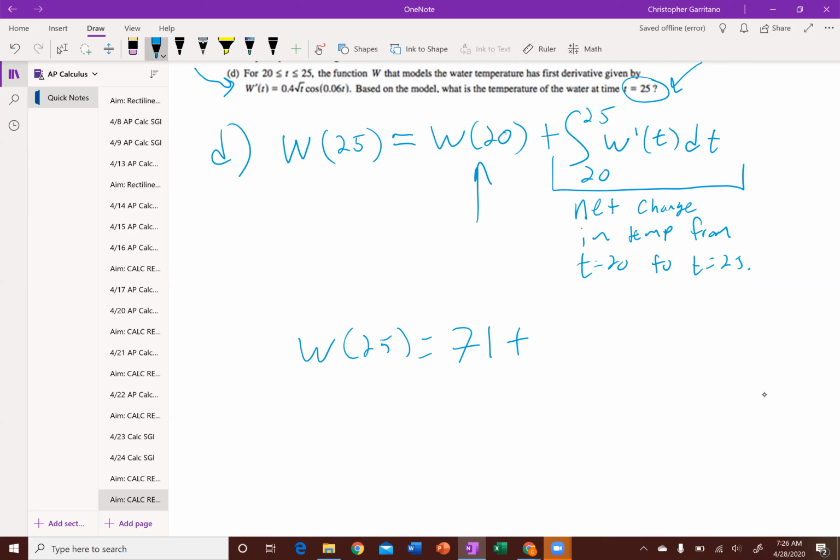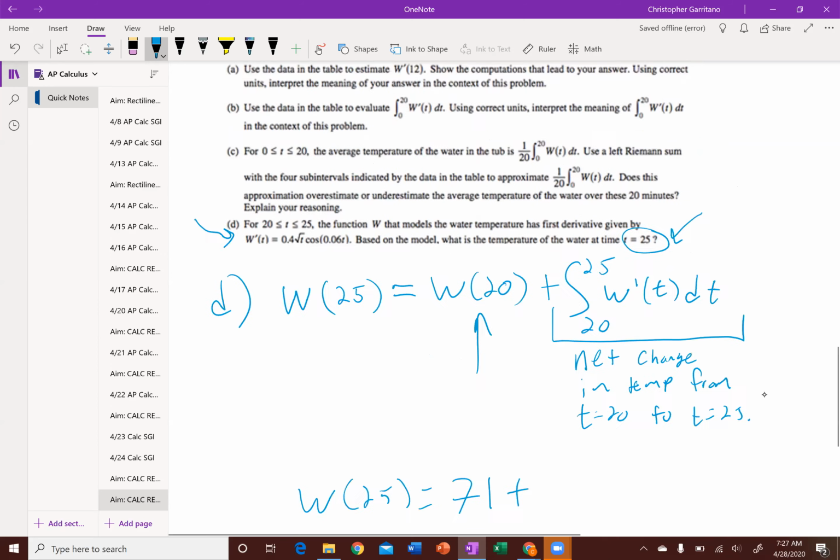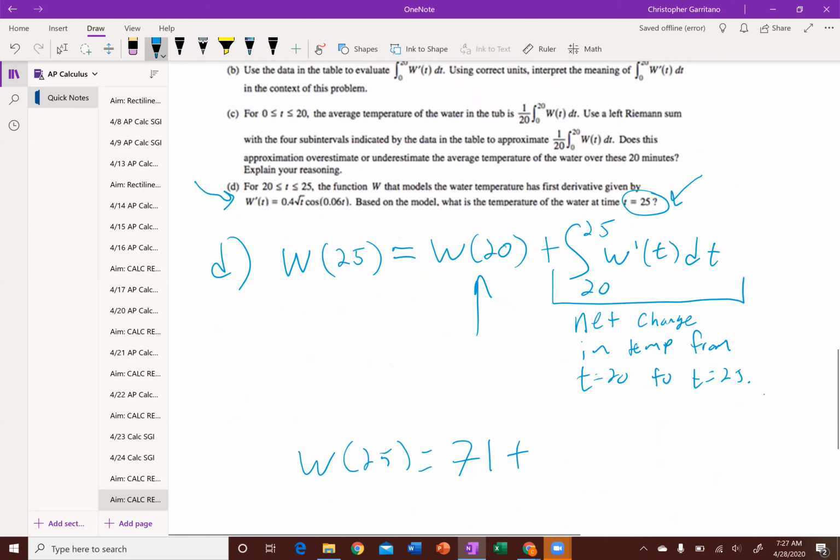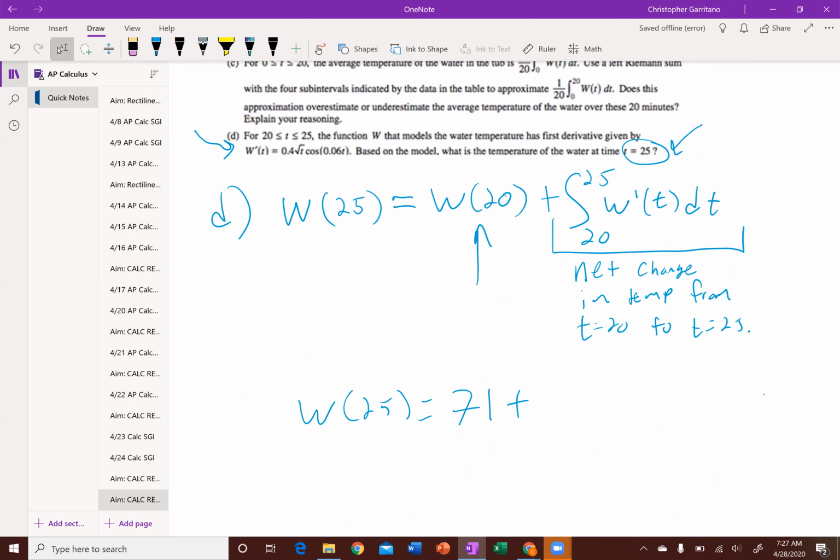We haven't learned any of the methods required to evaluate this integral. And as you can clearly see up here, a graphing calculator is required for these problems. So the AP is not expecting you to evaluate this integral by hand. Use the function on your calculator that evaluates definite integrals.